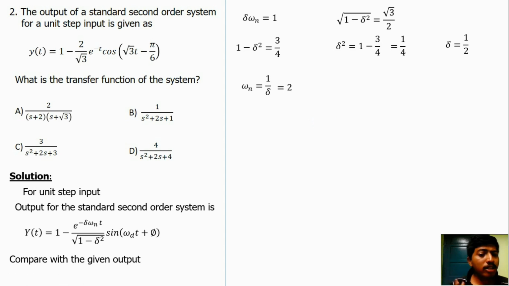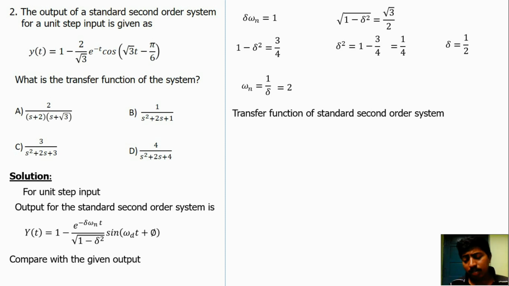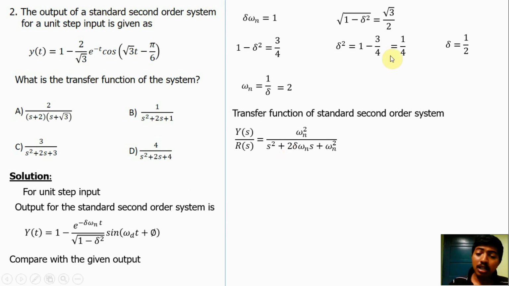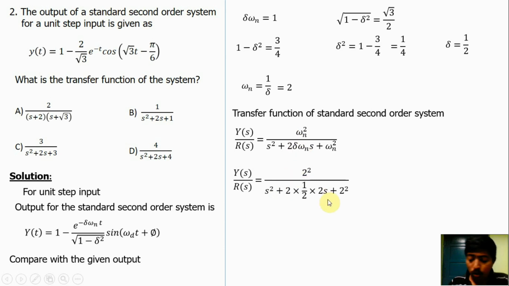Del value and omega n value are known. Then we can easily find the transfer function. The standard second order system transfer function is omega n square divided by s square plus 2 del omega n s plus omega n square. Substitute these values in this equation, we will get 4 by s square plus 2s plus 4. The option D is correct.